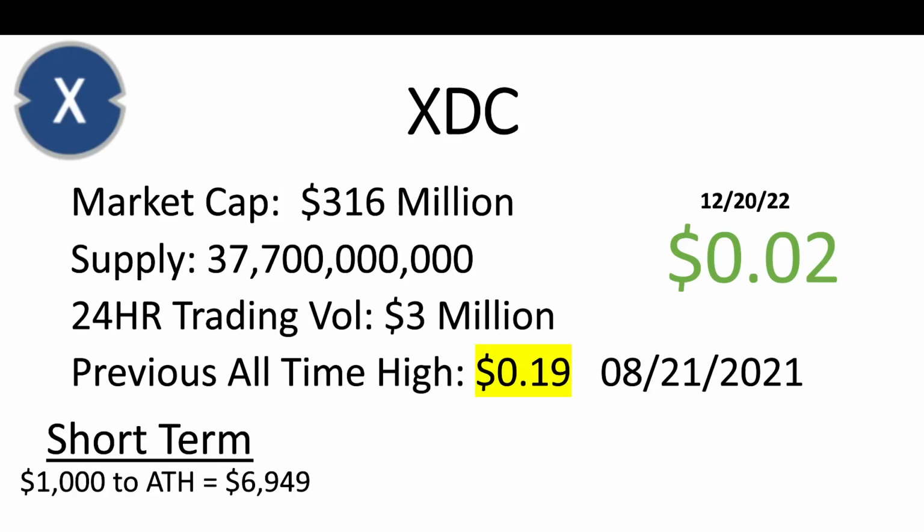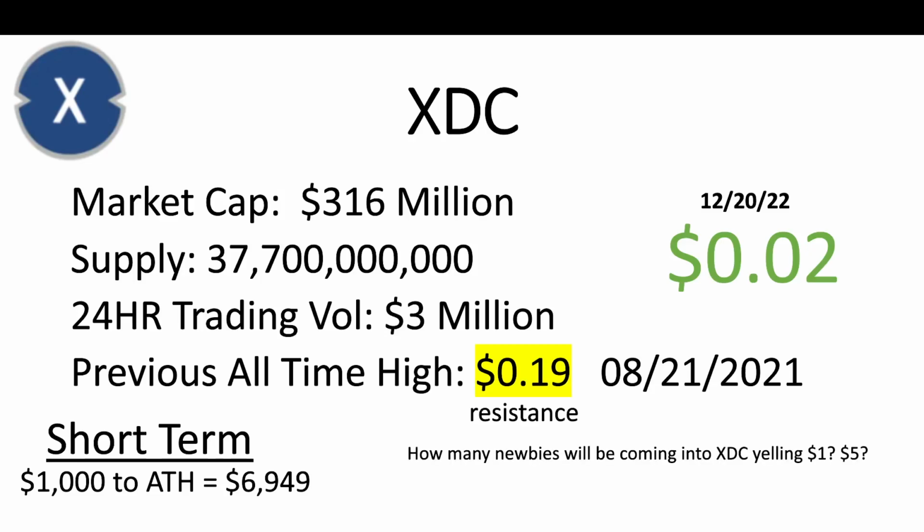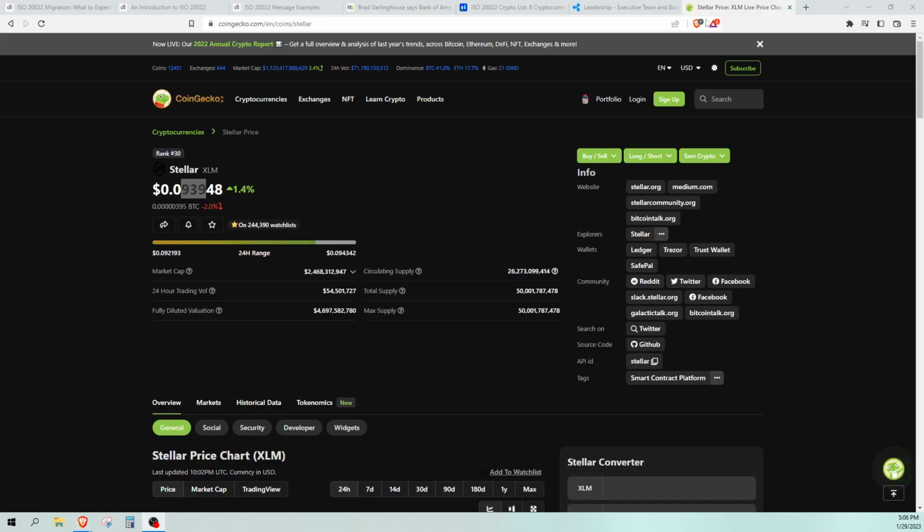Again, why do I like XDC a little bit more? Because its only all-time high previously was about 19 cents, right? So loading up now around 2-3 cents, resistance-wise would be 19. How many new people are going to be coming in? And XDC is part of the whole banking stuff, $1, $5, $10, $1,000, whatever the crazy stuff they are. And when we hit that 19 cents, would you sell 25%? Maybe at $1, maybe more, maybe less. Always do your own research.